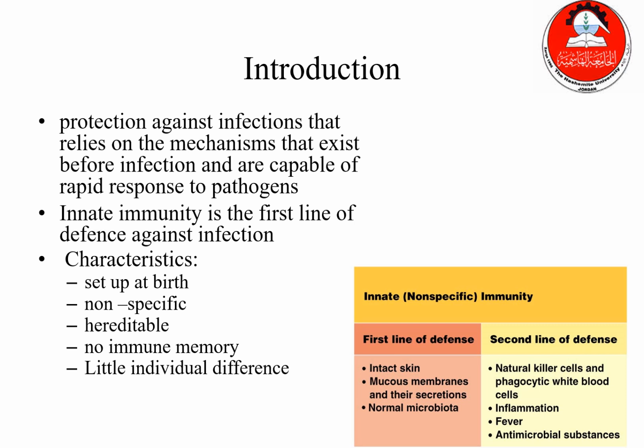As an introduction, we'll start with the protection against infections that relies on mechanisms that exist before infection and are capable of rapid response to pathogens. So this is the innate immunity. Innate immunity is the first line of defense against infection, and its characteristics are set up at birth. They are non-specific and they are hereditable. There is no immune memory and little individual difference.